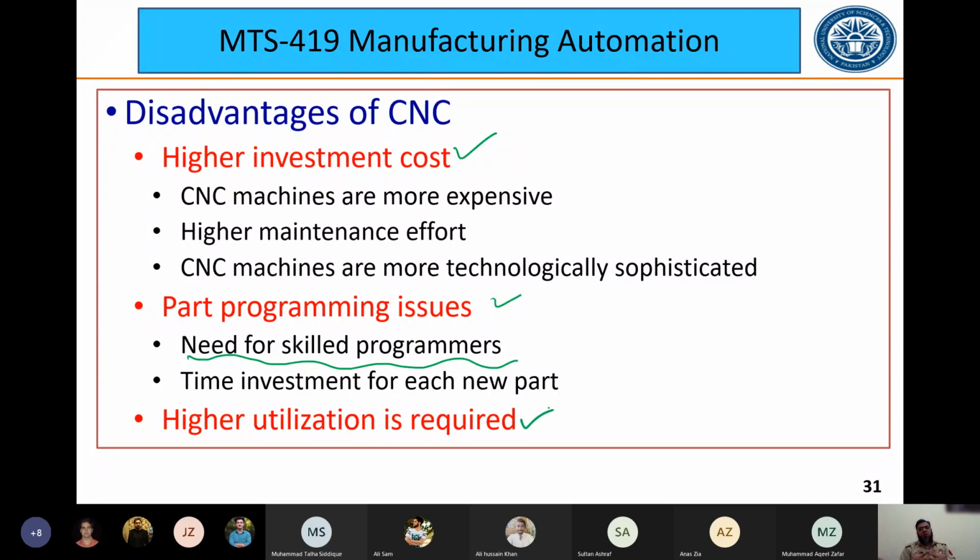If you are going to put in a CNC machine, it has to be utilized for a larger amount of time so that it pays you off. Otherwise the investment cost, the price of the machine, would lead to an increase in the selling price of the product. So that has to be taken care of as a disadvantage of CNC machines.